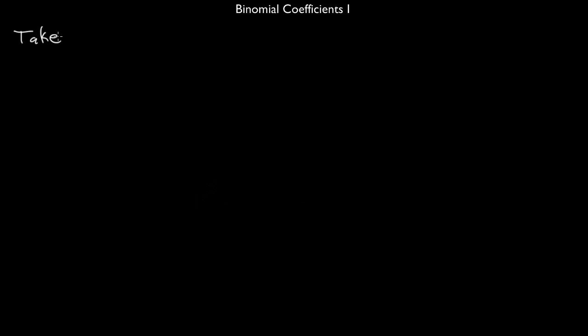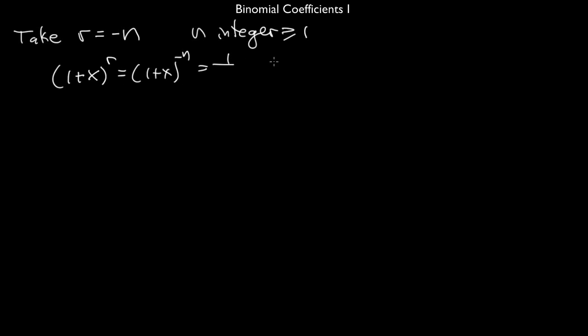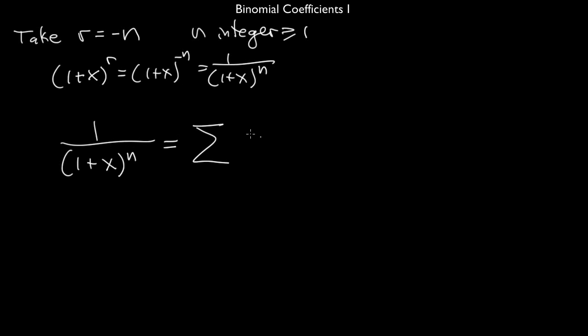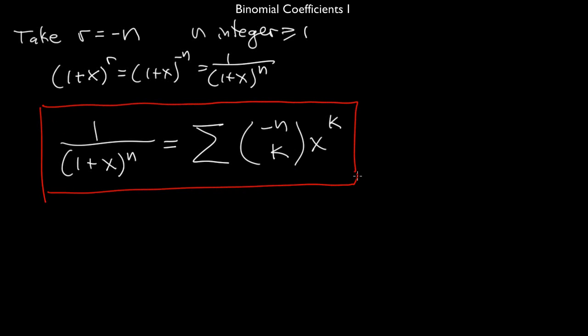Okay, so here's one last application of all of this. Let's take r equal to minus n, where n is a positive integer. So this says 1 over (1+x)^r, which is (1+x)^(-n), is 1 over (1+x)^n. And so the formula says that 1 over (1+x)^n is equal to the summation of (-n choose k) x^k. So this is a generalization of the previous one where I took n equal to 1. And something very similar happens here.